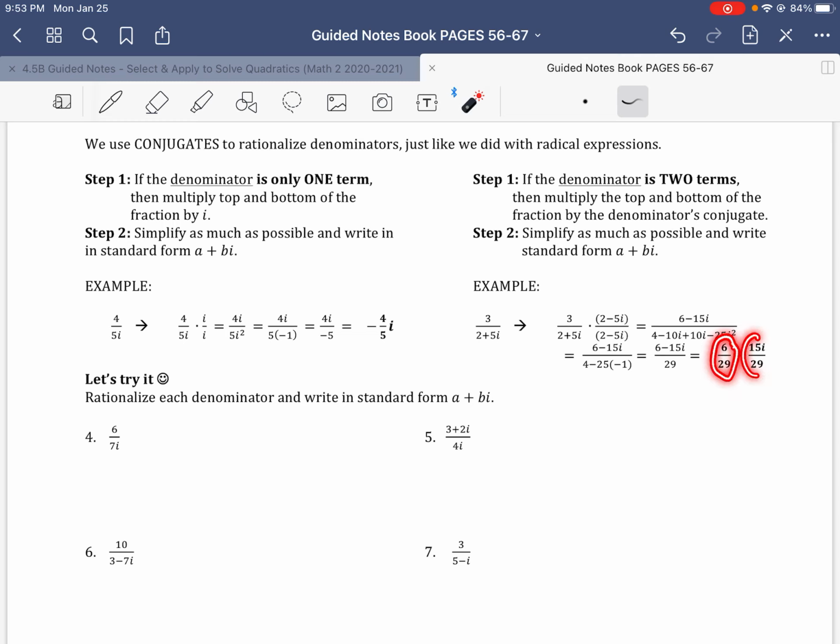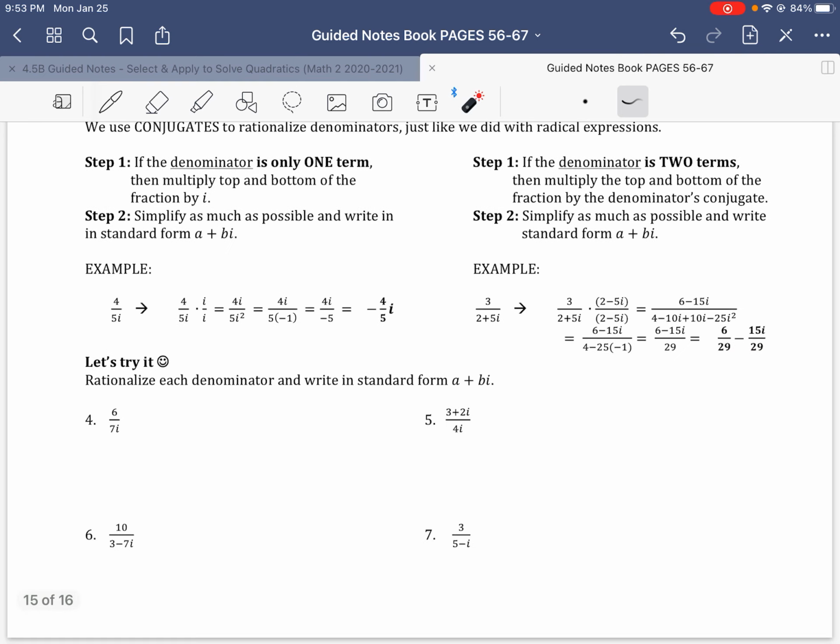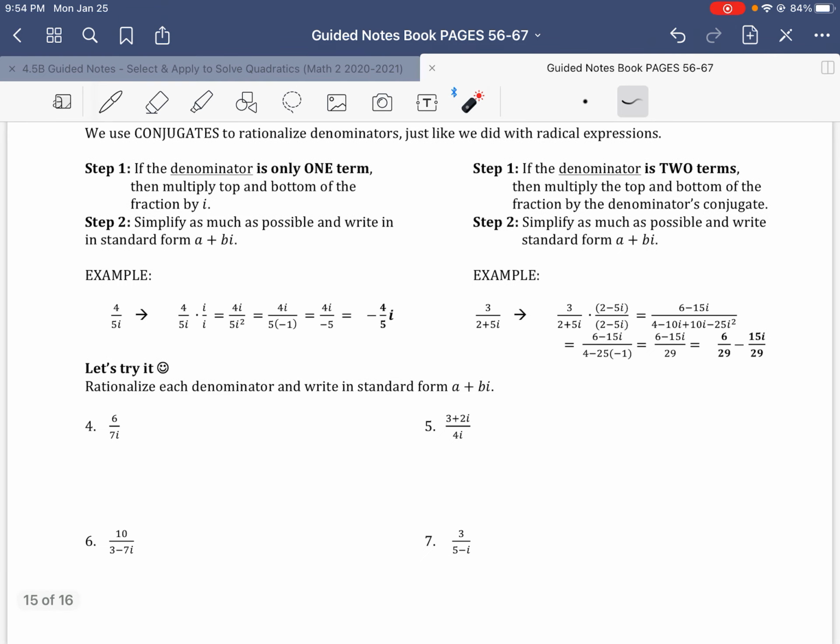You'll notice at the end they definitely have this in standard form with their real part written here and the imaginary part. So we're going to try one of each of these, and we'll finish off this video with dividing these imaginary numbers. So first of all, number 4, let's look at this one.